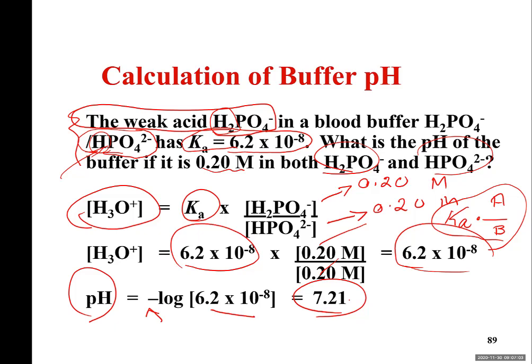So if you want to calculate pH of any buffer system, you need Ka, which we give you. You need concentration of acidic and conjugate base form. Get the hydronium ion and take negative log of it. This is something that you have done before. How do you calculate pH from hydronium ion concentration? You use negative log.